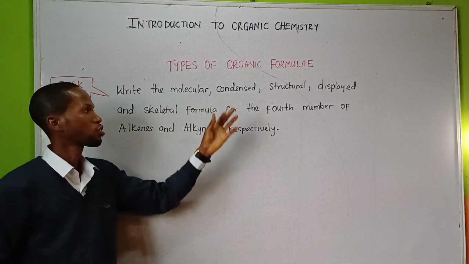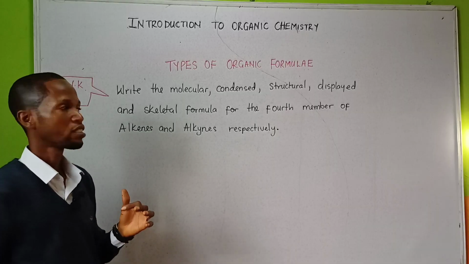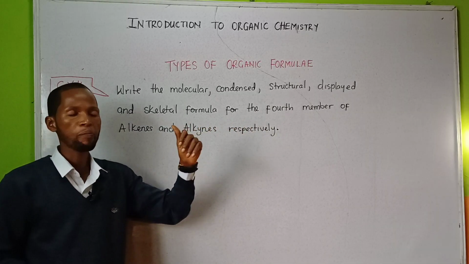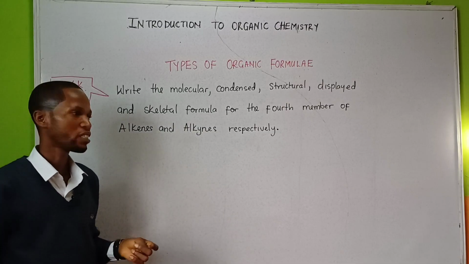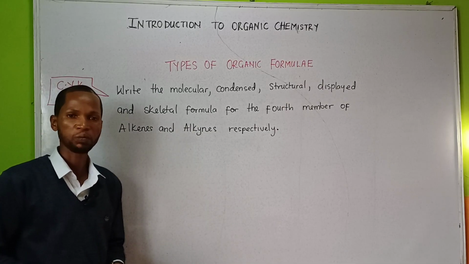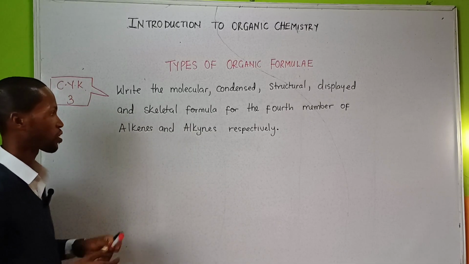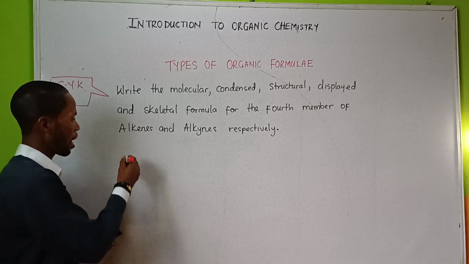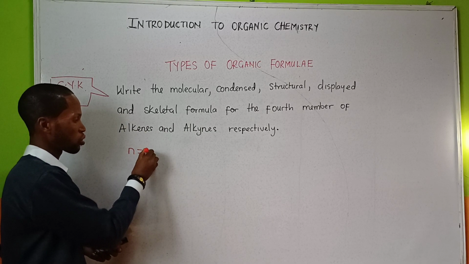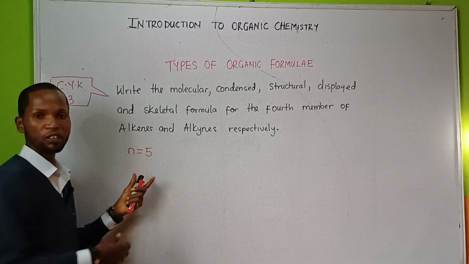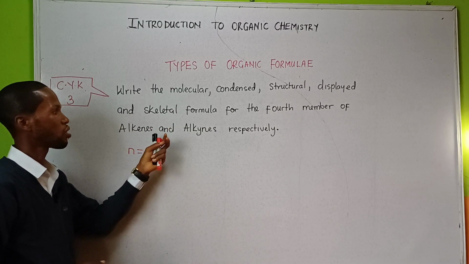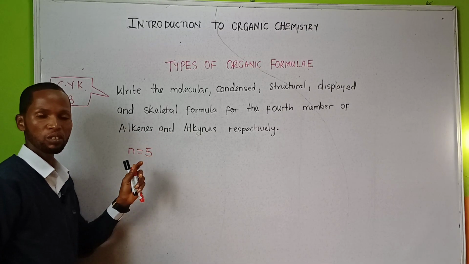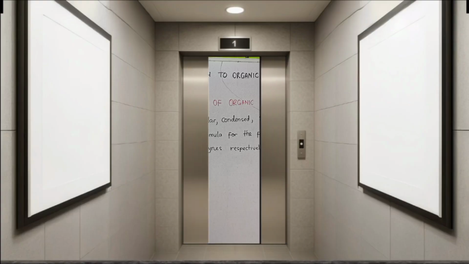Write the molecular, condensed, structural, display, and skeletal formula for the fourth member of the alkenes and alkynes respectively. Note that for the fourth member of these two homologous series, n will be equal to 5. I would like you to express the formula for the fourth member of these two series. You can pause the video while you answer the question.